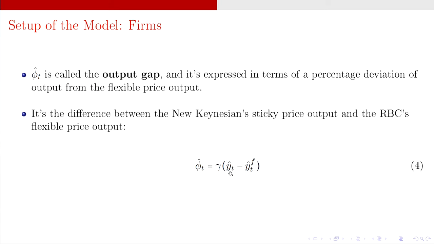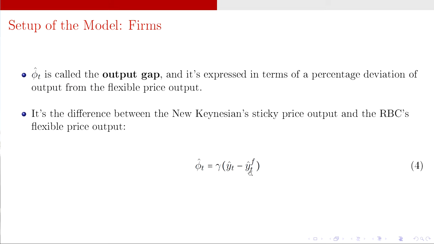So this tells me if the sticky price output from the new Keynesian model is larger than the real business cycle model's flexible price output, we have a positive output gap, right? The economy is producing above what the flexible price equilibrium would suggest. If, on the other hand, this is negative, if the new Keynesian sticky price output is less than the real business cycle model's flexible price output, well, the output gap is negative.